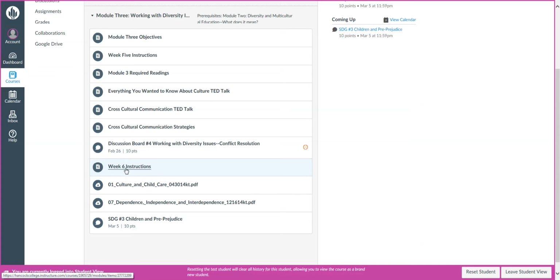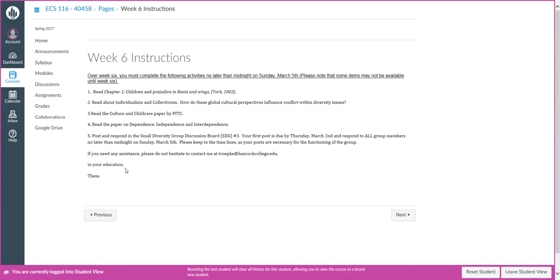For the week 6 instructions, we are going to be continuing our discussion on children and prejudice. So I'm going to ask that you read chapter 2 in the Roots and Wings textbook on children and prejudice. Also, I have an article for you on individualism versus collectivism. These are two global perspectives that influence conflict within our diversity issues. So know that you might assimilate with more of an individualistic perspective versus a collectivist perspective, or vice versa.